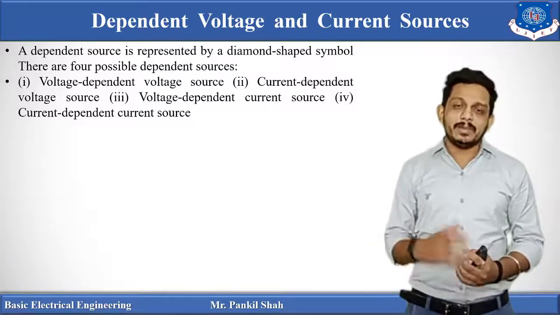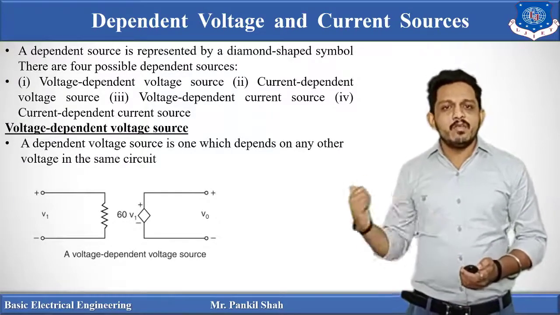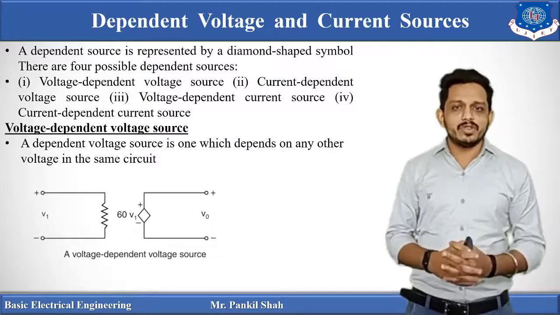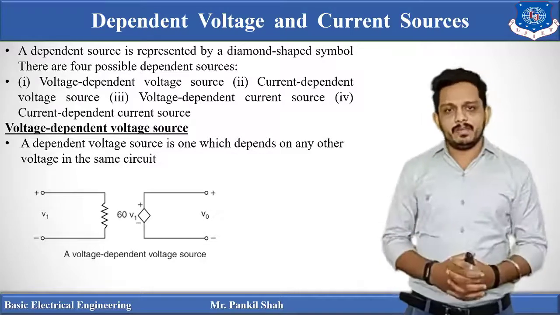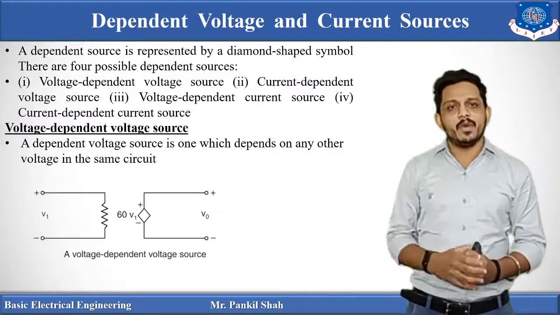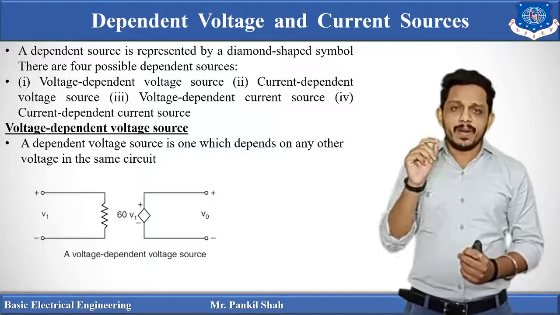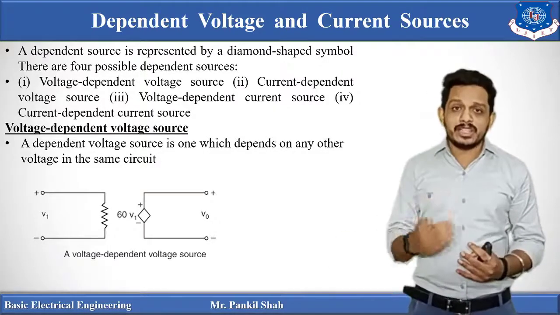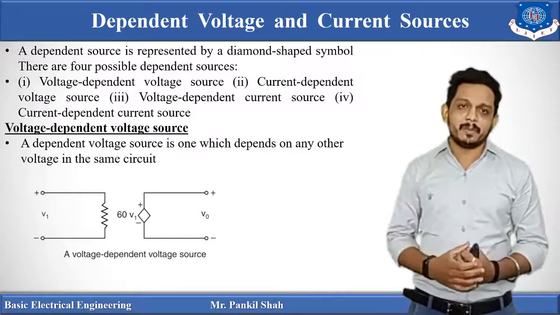So these are the four types. Now let's see all the types one by one. The first type is the voltage dependent voltage source. In this figure, we have shown one diamond shape, and this diamond shape represents a dependent type of source. In this diamond shape we have used plus and minus. This plus and minus represents that this is a voltage source, and the diamond represents that this is a dependent type of source.